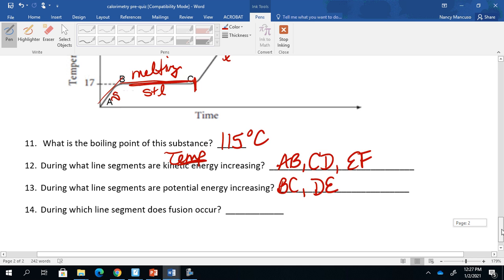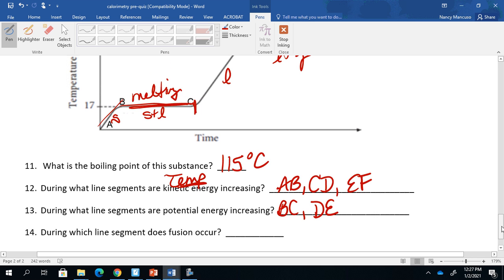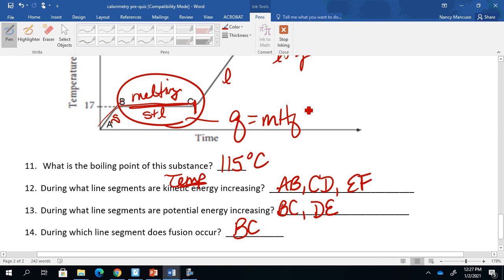During which line segment does fusion occur? So I know fusion is my changing from solid to a liquid. So that's right there during BC. This is why in this section, I would use Q equals MHF because that's the heat of fusion.